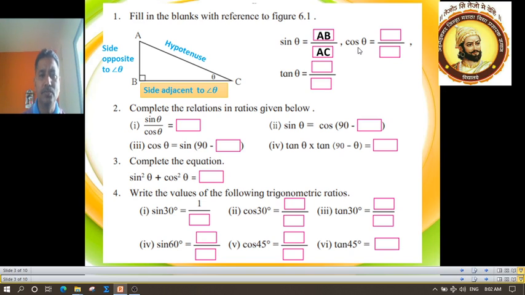Cos ratio, what is the cos ratio? The ratio of the adjacent side to its hypotenuse is called the cosine ratio, and it is shortly denoted by cos. So cos theta is equal to BC upon the hypotenuse AC. Third ratio, tangent ratio. What is meant by tangent ratio? The ratio of the opposite side to its adjacent side, that is AB upon BC.